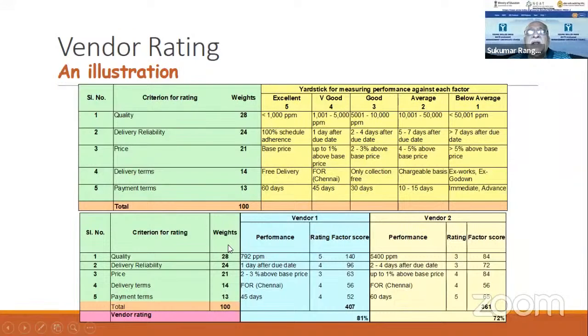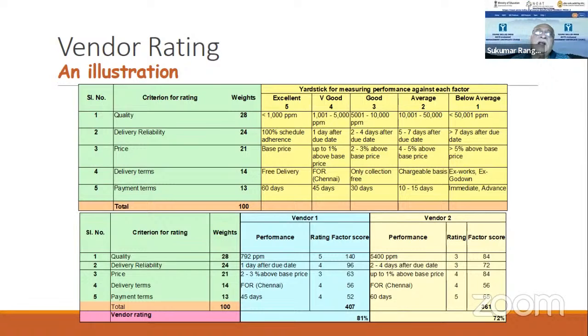Now, what does it mean? The yardstick for measuring performance against each of these factors is a 5-point scale, 5 being excellent and 1 being below average. If the quality level is less than 1,000 parts per million, I do not know, of course, but you are an engineer, Devang, you'll understand. Parts per million is like the ppm level in statistical process control, the 6 sigma levels, 0.99993.